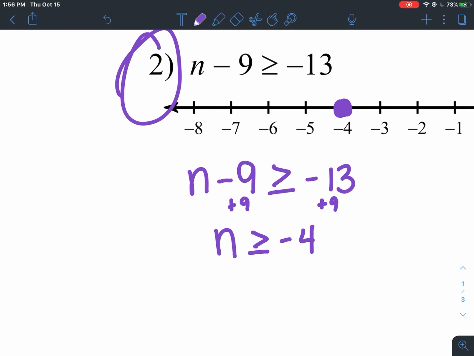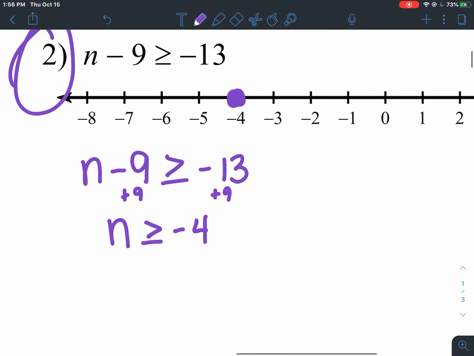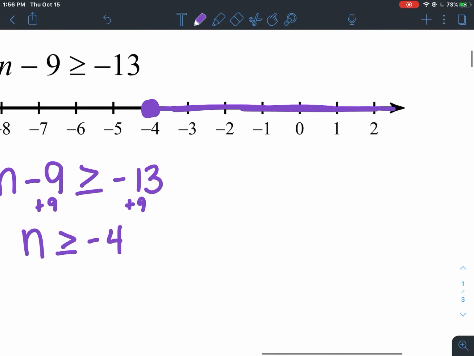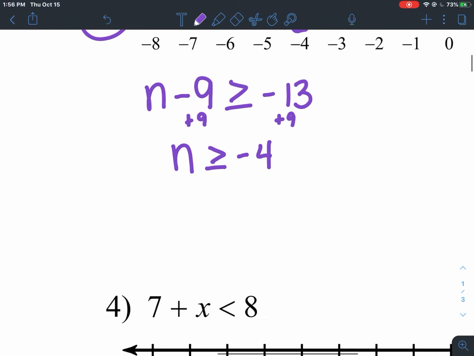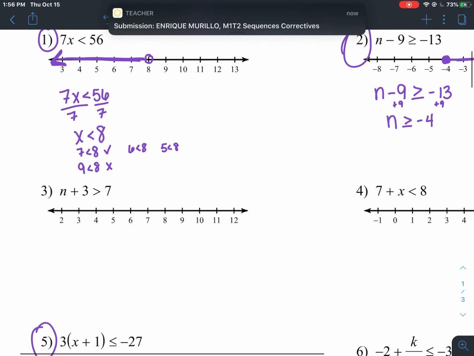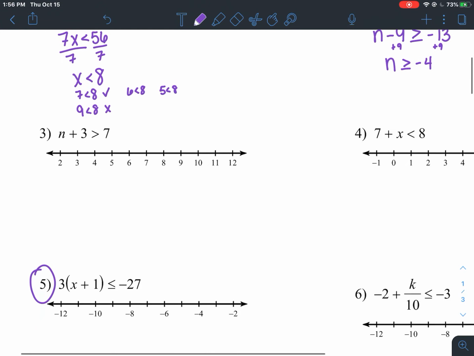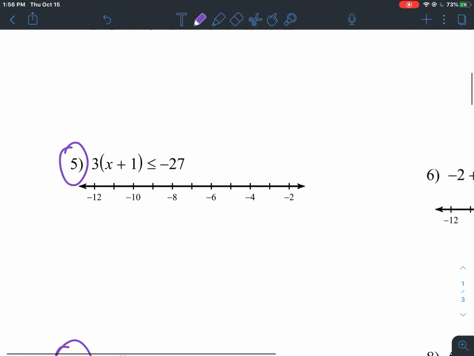Now, numbers greater than negative 4 will be shaded in. The numbers down here are all less than negative 4, and we want numbers greater than. So we're going to shade in all these numbers over here and throw on our arrow to signify that it just continues on and on forever. All the numbers to the right of negative 4 are going to be greater than negative 4. Okay, skip 3 and 4. You guys do those on your own. Check your answers on the bottom.